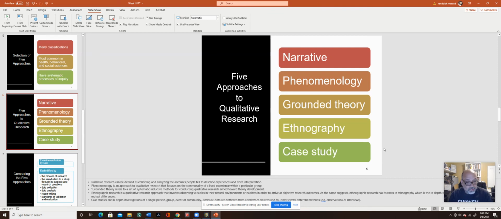Ethnographic research is a qualitative approach that involves observing variables in the natural element or habitats. It's almost the same as going to the Kensington area and dealing with those people who are dealing with drug addictions. So there's some ethnographic work, and it's an in-depth study that deals with the ethnographic type of people that are out there.